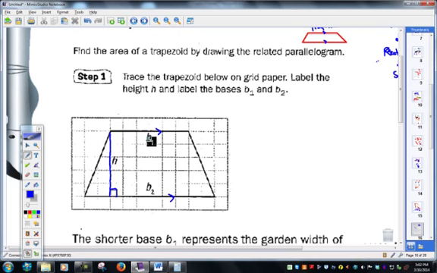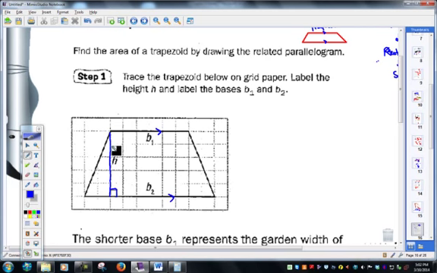We call these the bases. We have two bases in a trapezoid. Okay? We call them base 1 and base 2. Now, some people might say base sub 1 or base sub 2, because that's like the little subscript, when it's below, it's a subscript like that. It's base 1 and base 2. Okay? So there's how you do that.